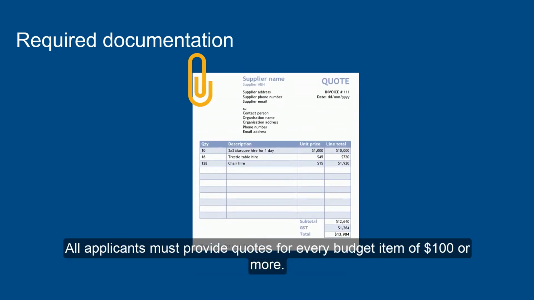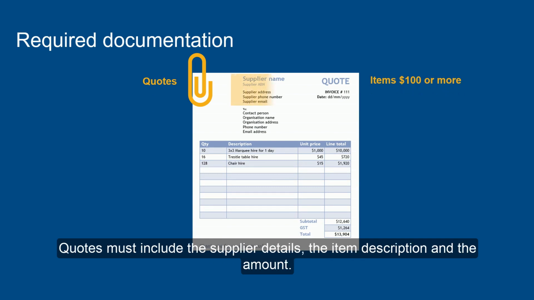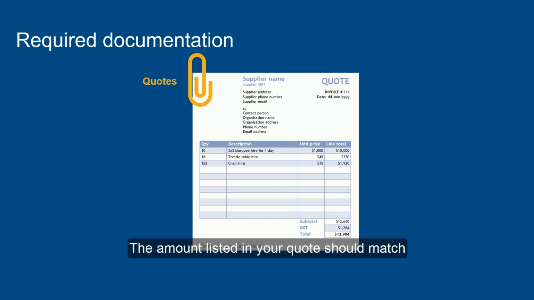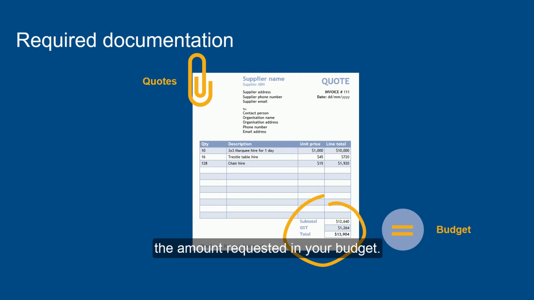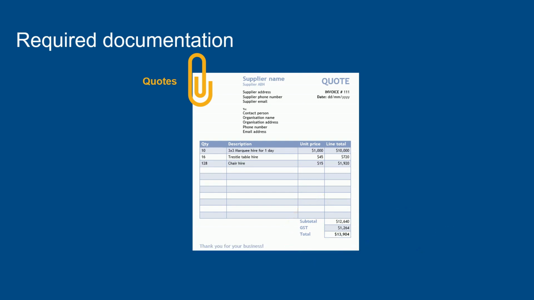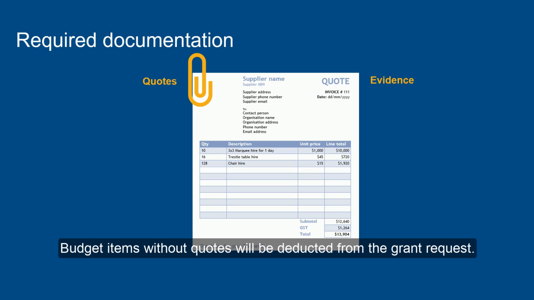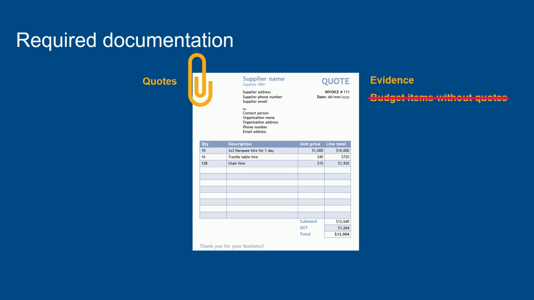All applicants must provide quotes for every budget item of $100 or more. Quotes must include the supplier details, the item description, and the amount. The amount listed in your quote should match the amount requested in your budget. Quotes are used as evidence that the amount requested is an accurate and realistic expense. Budget items without quotes will be deducted from the grant request.